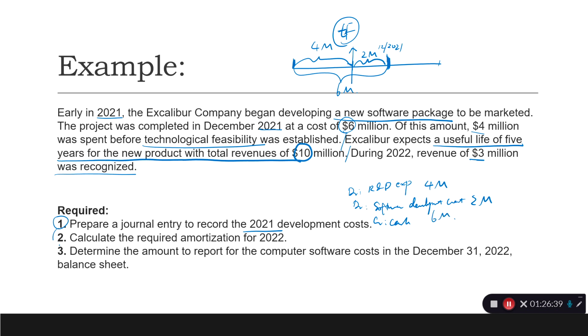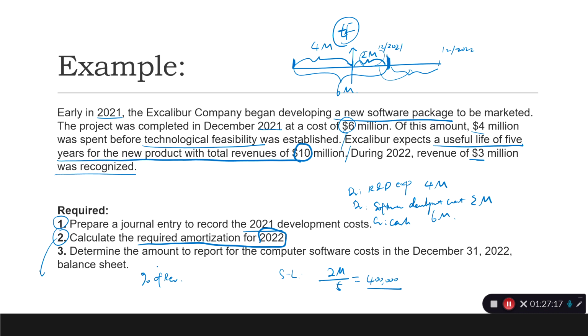And then second, what is the required amortization for 2022? This is how we amortize this $2 million. There are two methods: first, the percentage of revenue method, versus the straight line method. Straight line is easy. It says 5 years of life and the cost is $2 million. So each year I should amortize $400,000.